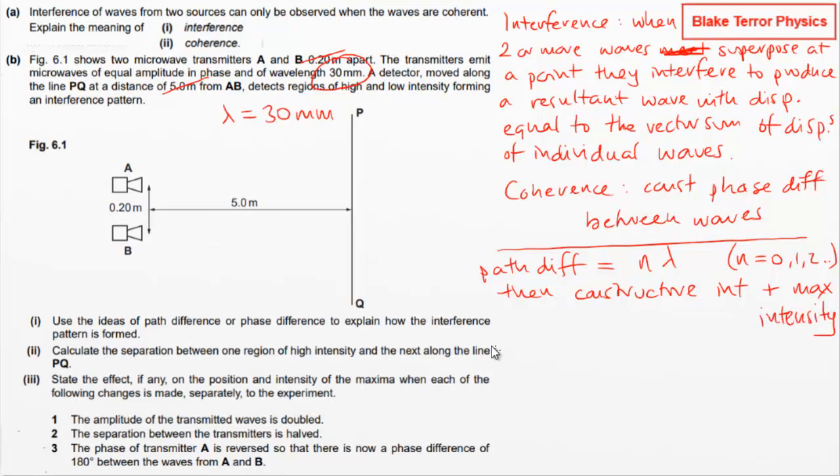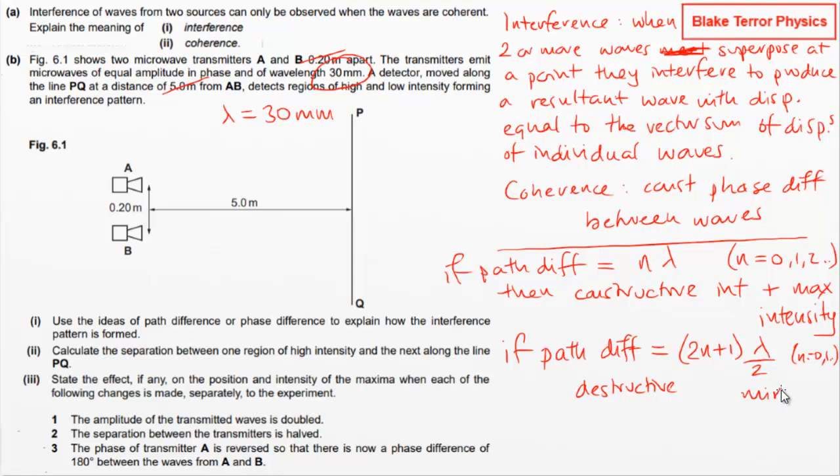Then we've got the one that sometimes people struggle with a bit more. So if the path difference is, because we now want to make this an odd number of half wavelengths, we need to get ourselves an odd number and then multiply it by half a wavelength. An odd number is 2n plus 1, multiplied by half a wavelength, again for n equal to 0, 1, etc. Then we're going to get destructive interference and minimum intensity.